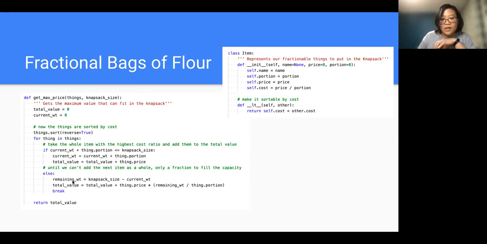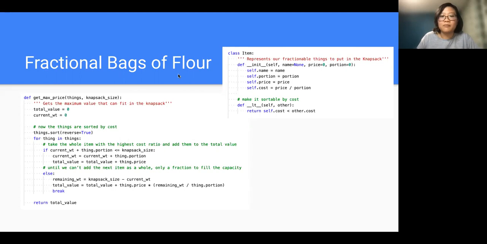So here we calculate the remaining weight of the knapsack from what we've put in the bag so far, and then add the total value of the fraction of the bag of flour. And then you return the total value. So in this case, the complexity of this problem is just the sorting. That's it. Right? So very simple approach and gets you good enough to solve the problem.